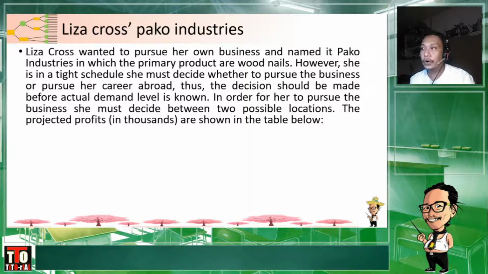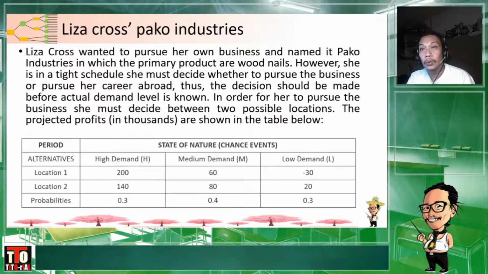Now, in order for her to pursue the business, she must decide between two possible locations. So, kailangan niya mag-decide daw sa dalawang posibleng location kung saan niya ilalagay si business niya. The projected profits in thousands are shown in the table below. So, here is yung projected profit again in thousands. So, kung for example, dun sa location 1, 200,000 ang ibig sabihin niyan. Okay? Now, meron daw siyang dalawang alternative.